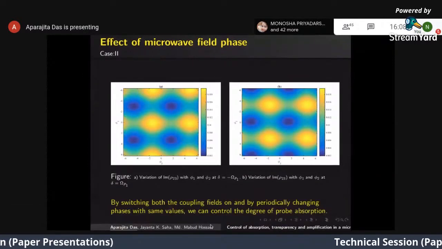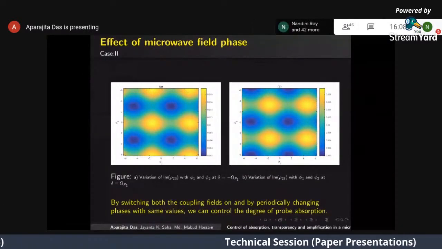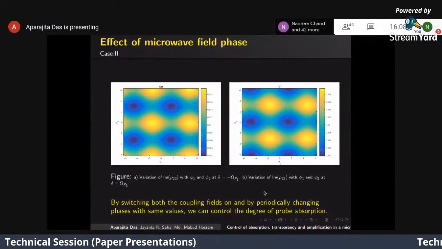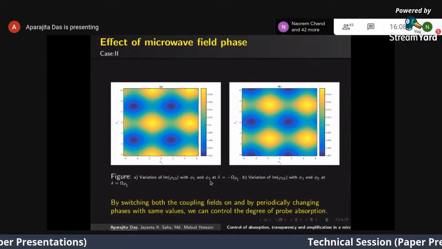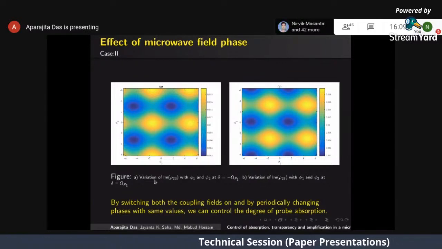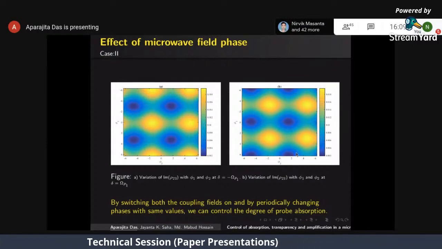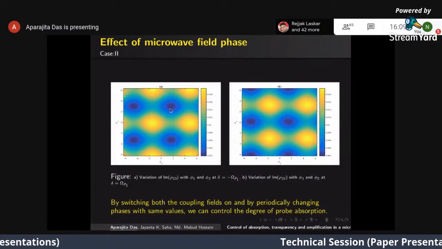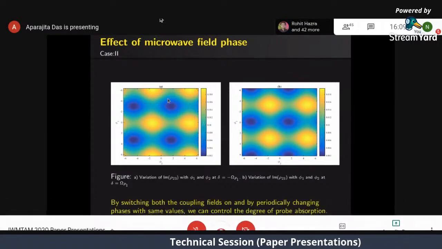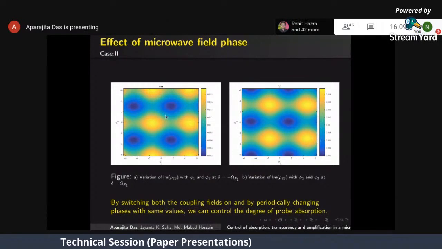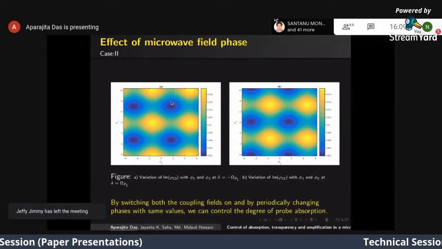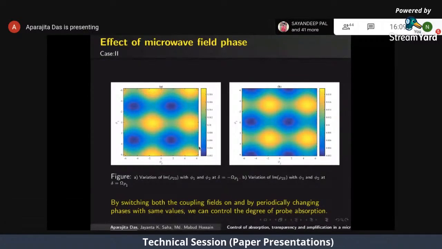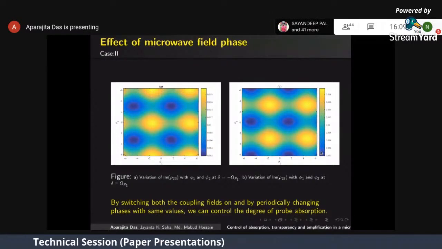For the second case, when the first pump, that means P1, is stronger than P2, we have also plotted a contour plot for the variation of imaginary part of rho 2,3 with respect to both phi 1 and phi 2 for both the detuning positions. Here also we get some periodic yellow and blue elliptical regions, but here you can see that this deep blue portion is not negative, it is positive.